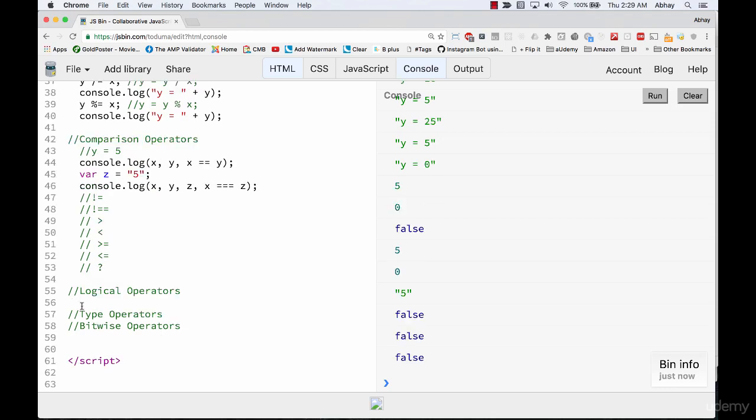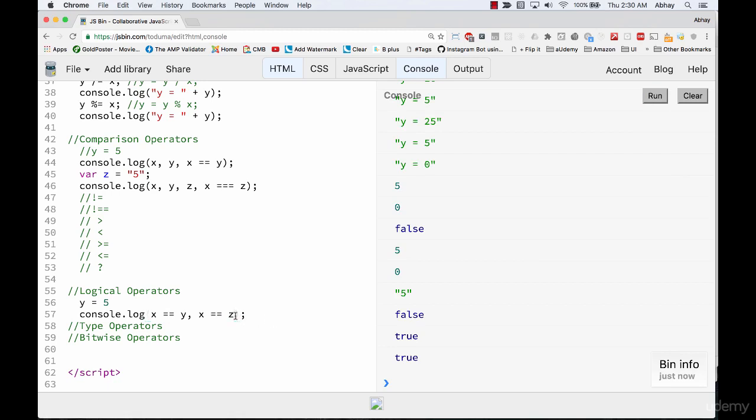Logical operators are usually used with comparison operators. So what if I need to compare more than one condition? Let's say in this scenario x is equal to y and x is equal to z. And if I want to compare them together, I will make use of a logical operator. Let me quickly paste this code and say y is equal to 5. Now x will be equal to y and x will also be equal to z. And please note, I have a double equal to and not a triple equal to, so I'm not comparing the types here. The answer should be true.